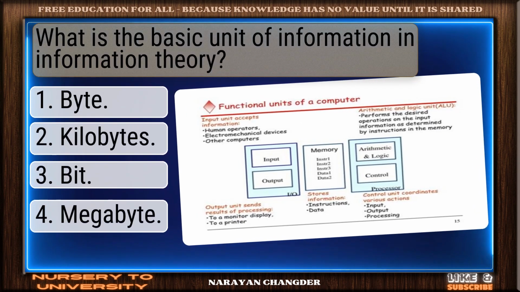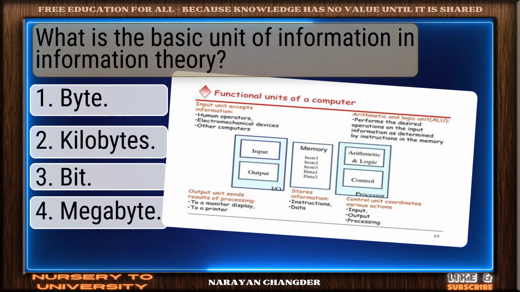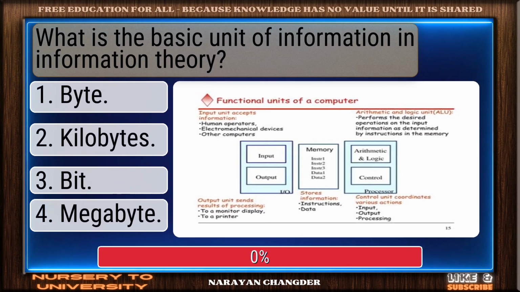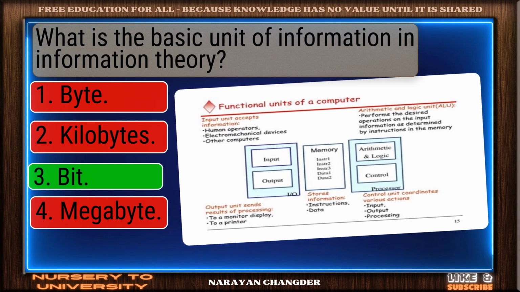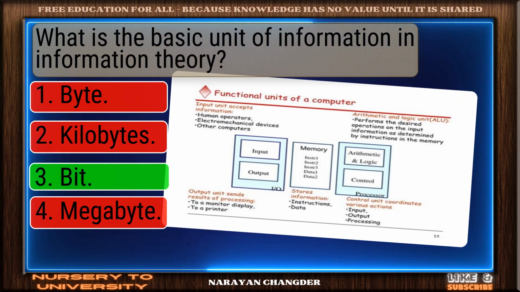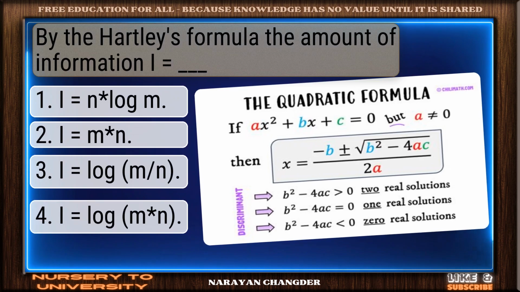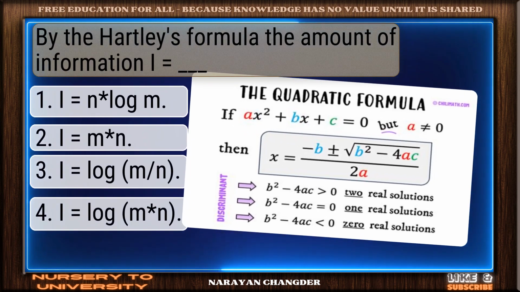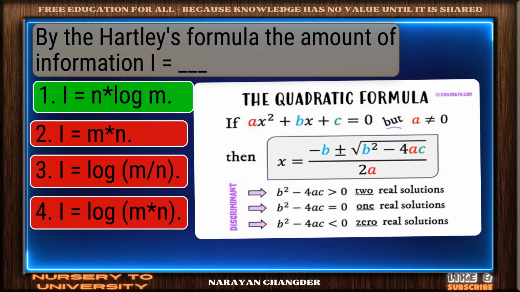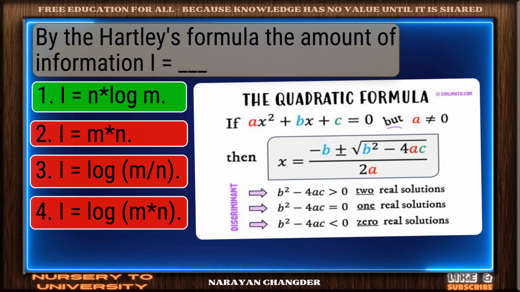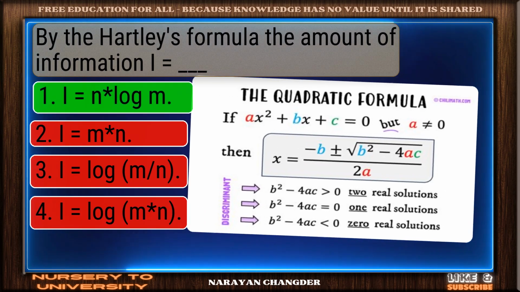What is the basic unit of information in information theory? Smart move. Bit is an accurate answer. By Hartley's formula, the amount of information I equals dash. Excellent choice. I equal to n log m is the right answer.